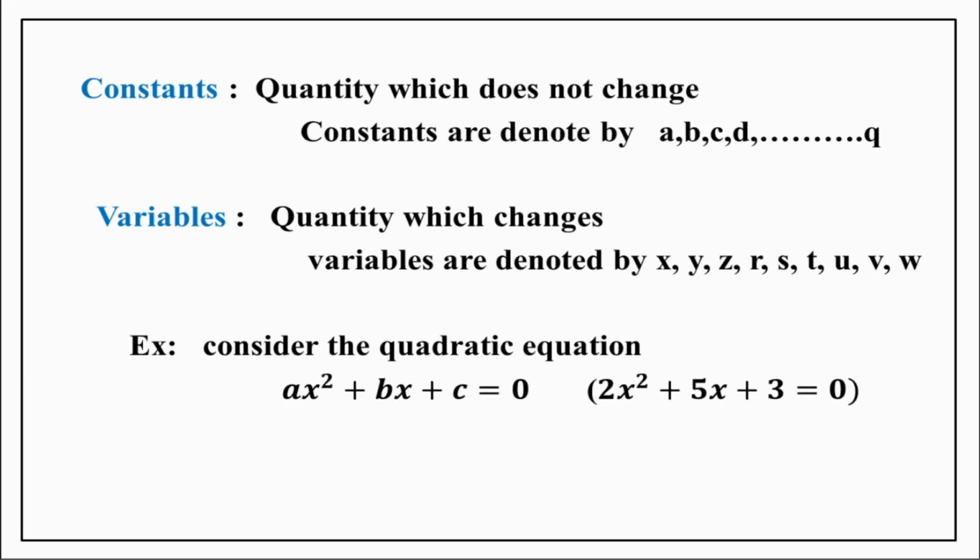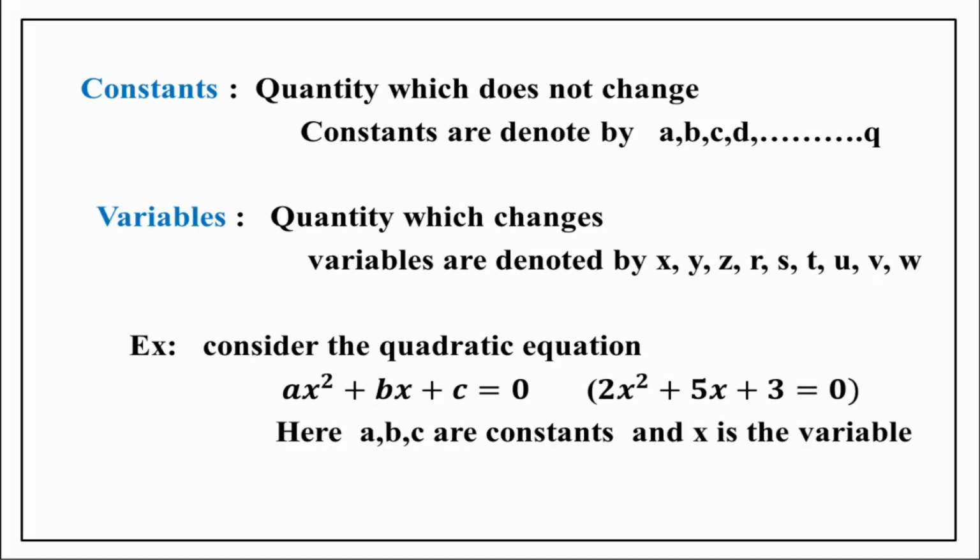I've taken one quadratic equation. Now if we define this quadratic equation, how do we define it? We say it's of the form ax square plus bx plus c, where a, b, c are constants. You can compare what a, b, c are here. It is 2, 5, 3, which are constants. And x is a variable.